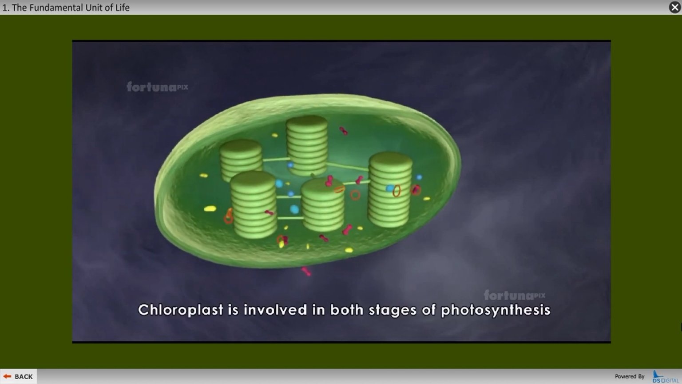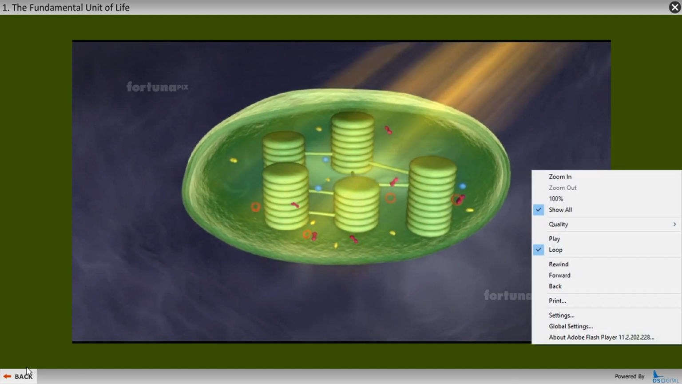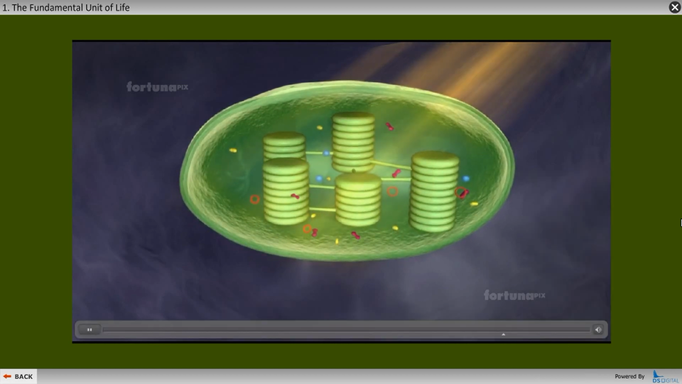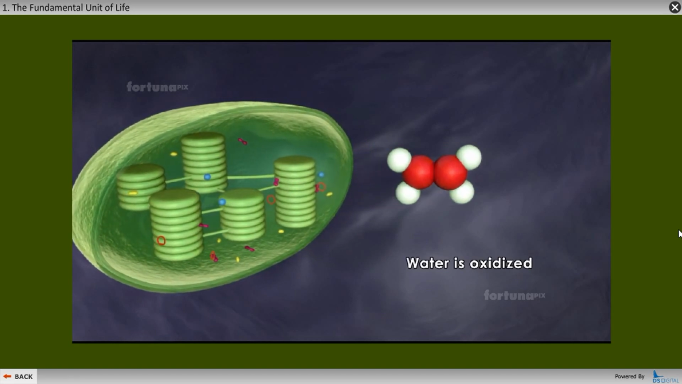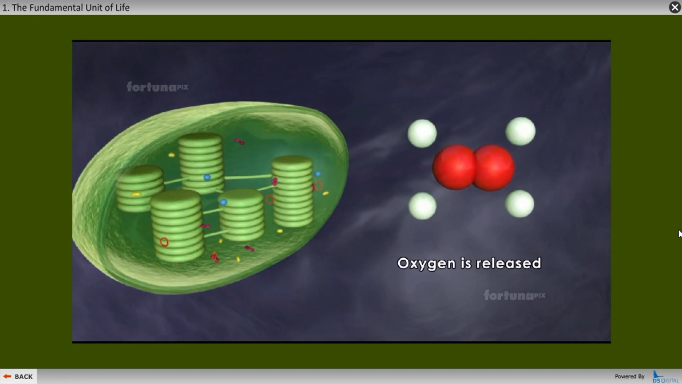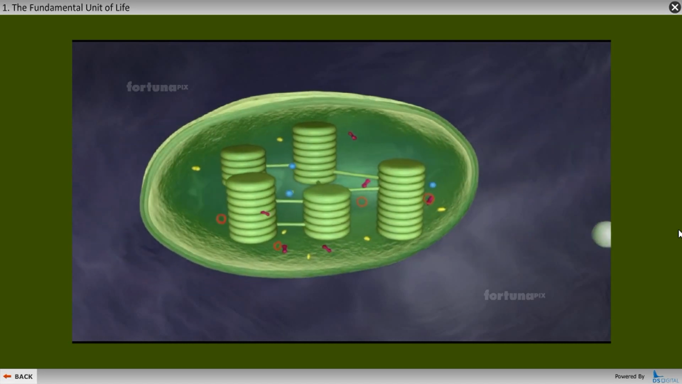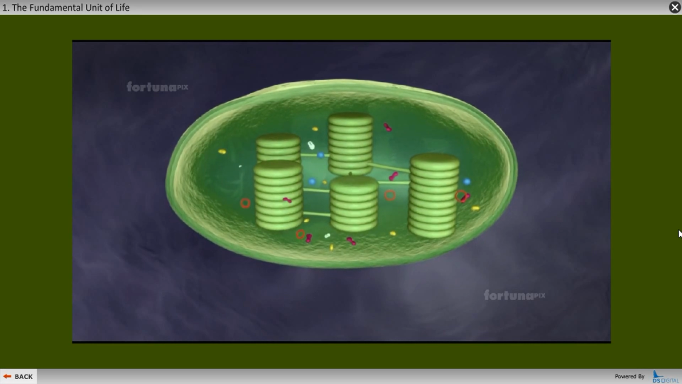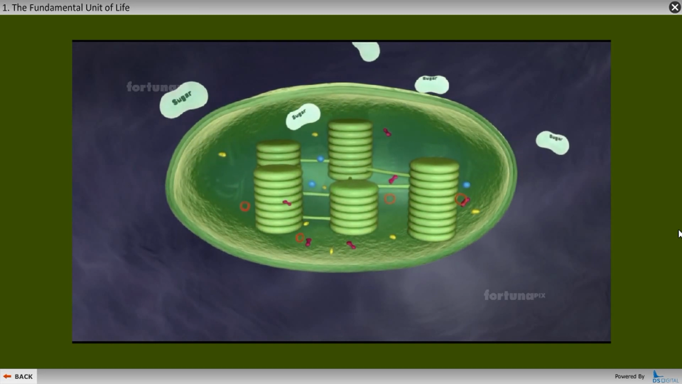The chloroplast is involved in both stages of photosynthesis. The light reaction takes place in the thylakoid discs. During this reaction, water is oxidized and oxygen is released. The dark reaction occurs outside of the thylakoids in the stroma. In this reaction, sugar molecules and other organic molecules necessary for cell function and metabolism are produced.